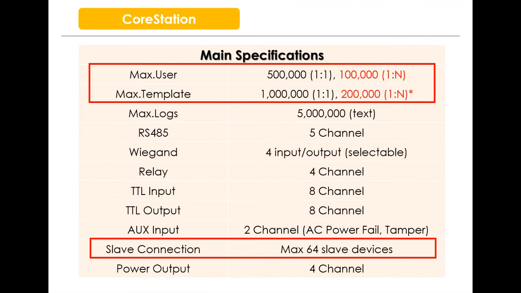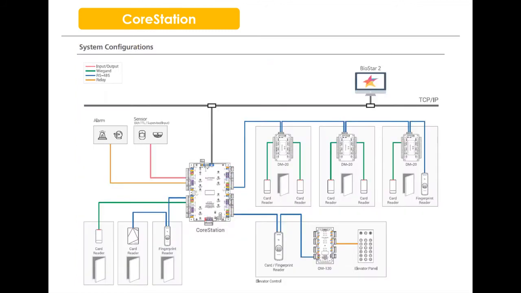This is a simple diagram of a Core Station setup. It can control multiple DM20s with a daisy chain and also control multiple biometric devices and card readers at once. The slave devices will be connected with an RS485 connection, and the third-party RF readers will be connected with Wiegand wiring. The Core Station itself will have to be wired with Ethernet to connect to the BioStar 2 server.